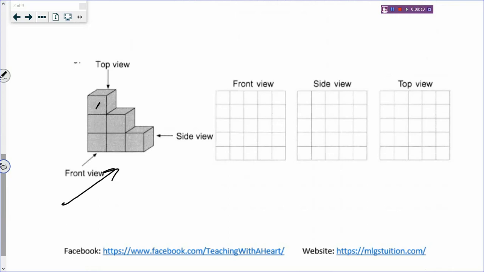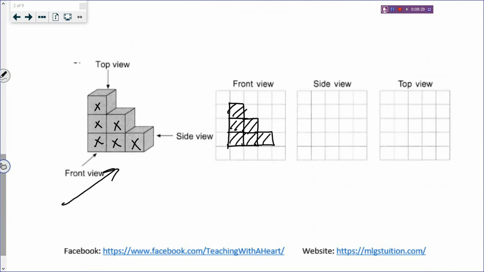So you can see that 3 squares, then 2, and then 1. So you have 3, 2, 1. So you draw the outline of 3 squares, and then the outline of 2 squares, and then 1 square. So 3, 2, 1. And again, the shading.